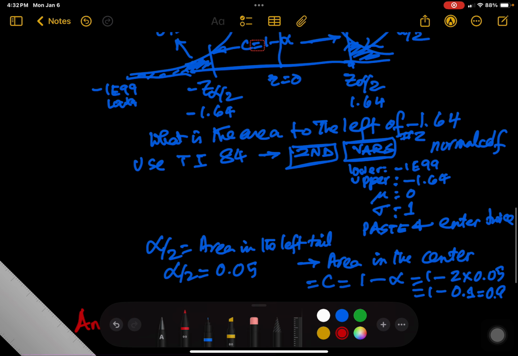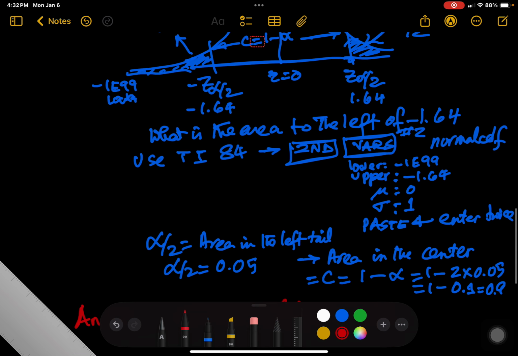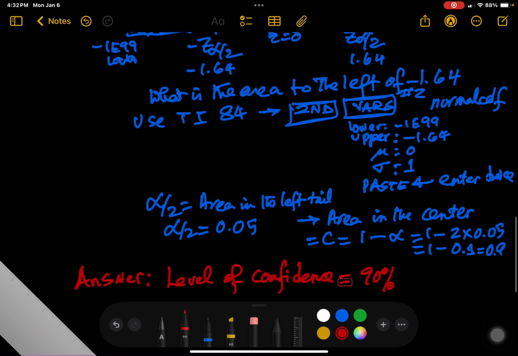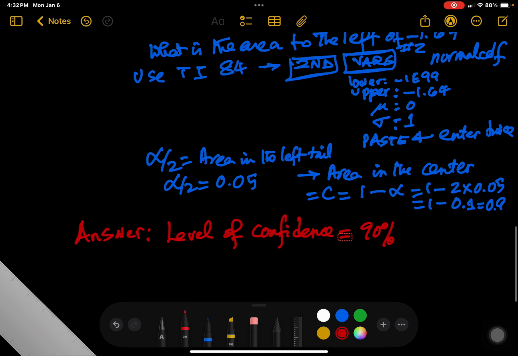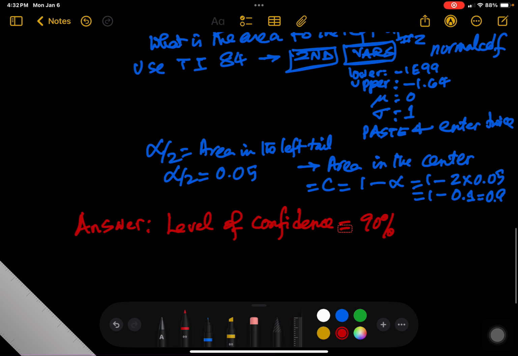We will use the function in the TI-84, normal CDF. That area works out to be alpha by 2 equal to 0.05. Hence alpha is 0.1, and the confidence level, which is in the center, is 1 minus alpha, is 1 minus 0.1, is 0.9. So the answer to the question, level of confidence, is 90%.